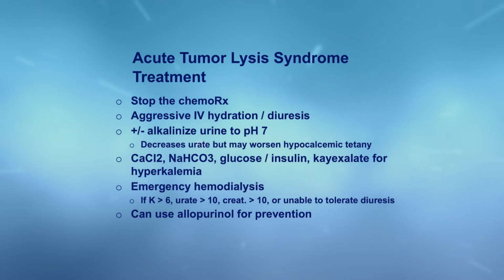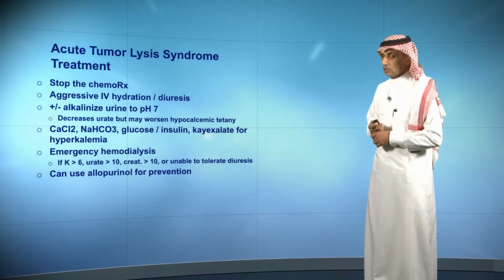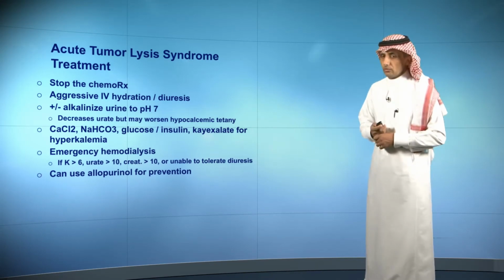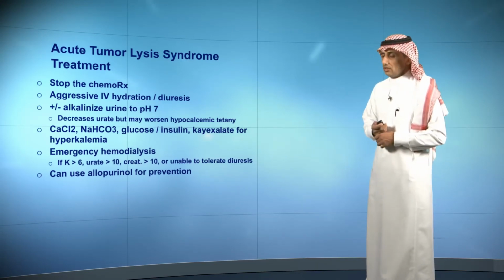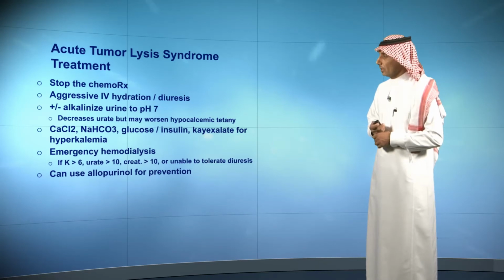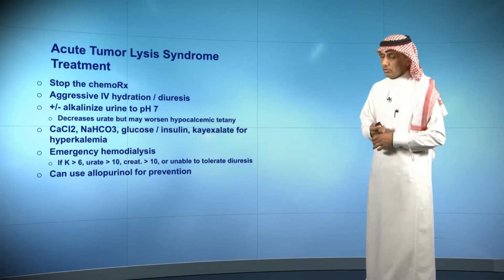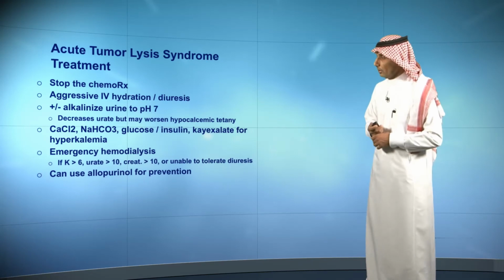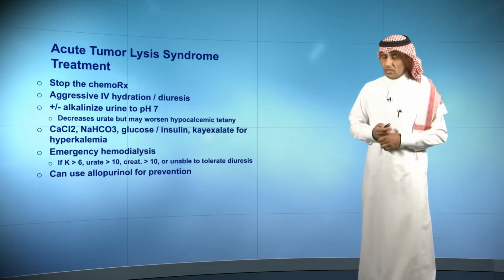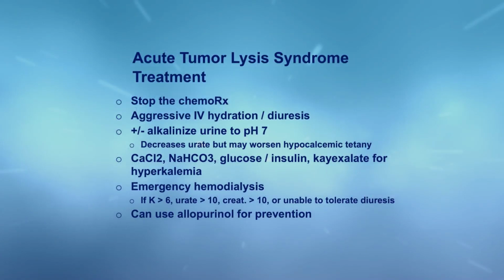Emergency hemodialysis is needed for some patients if their potassium is more than 6, if their urate is more than 10, if their creatinine is more than 10, or if the patient is unable to tolerate diuretics. Also, in some centers, if they think there is some risk for tumor lysis syndrome, sometimes they start them on allopurinol as a prevention strategy.